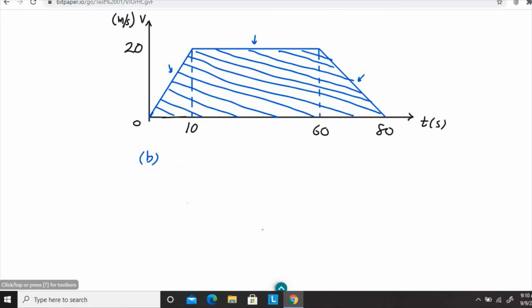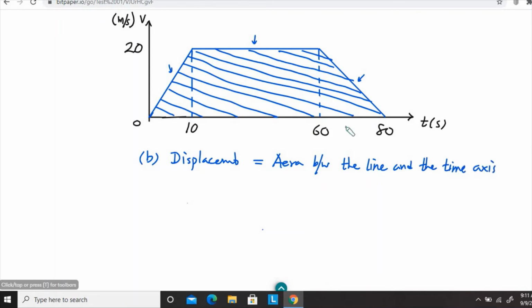So the displacement is equal to the area between the line and the time axis. Now you can see this line is on the positive side. That means our displacement is positive, because displacement can be positive and negative, right? Because it's a vector quantity. For example, how about this one?